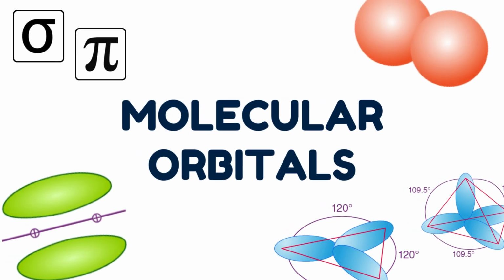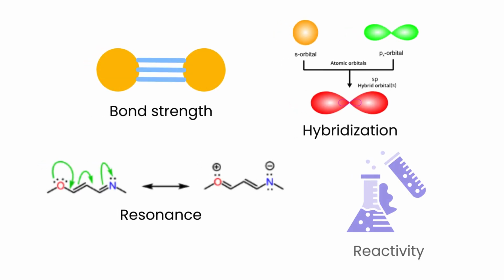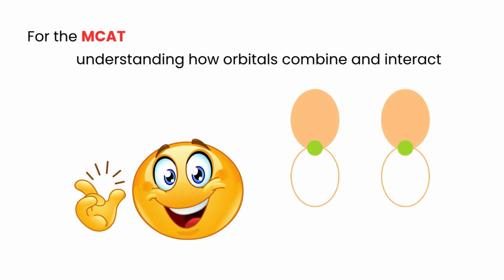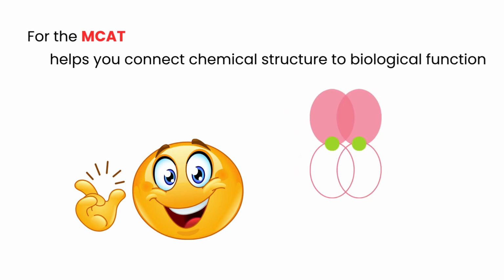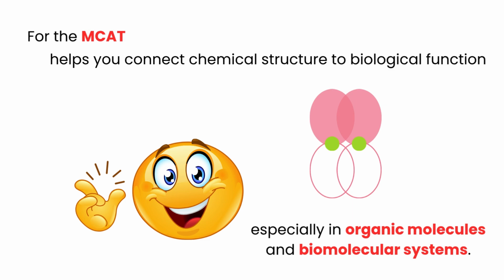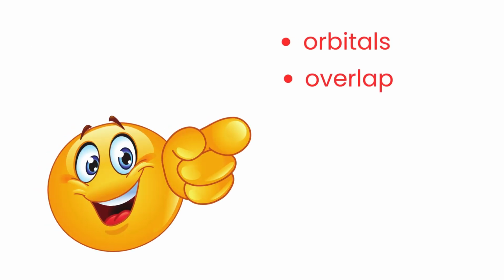Molecular orbitals are the real story behind bonding. They explain everything from bond strength and hybridization to resonance and reactivity. For the MCAT, understanding how orbitals combine and interact helps you connect chemical structure to biological function, especially in organic molecules and biomolecular systems. So, whenever you see a question about bonding, think beyond Lewis structures, think orbitals, overlap, and electron distribution.